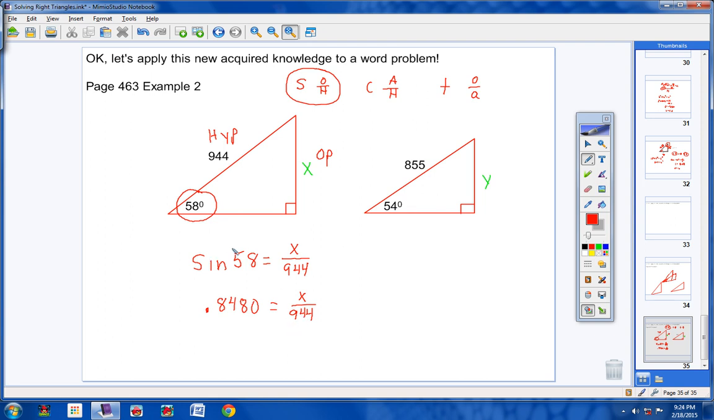Now multiply both sides. Your denominator here is 944, okay? So after I took this and converted it over to my decimal number, then next I'm going to multiply both sides by 944 to get rid of my fraction. So if I take 0.8480 times 944, I'm going to get 800.557. So I'm going to put 800.6 equals x. So this whole length from here all the way down to here is 800.6, okay?